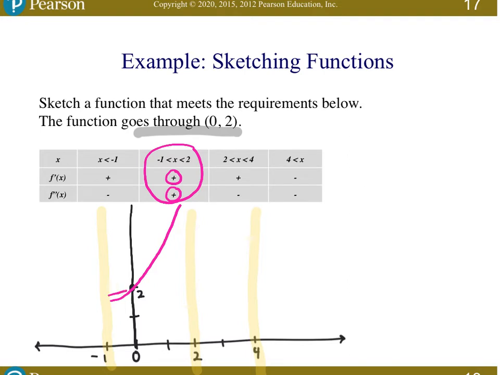I could also draw it like this, increasing with positive concavity. There are lots of different options, but I could not do something like this, because that has a little decreasing section. Whatever I do, I have to make sure I'm always increasing, always have positive concavity, and always go through that point. Let's clean this up a little bit. So I'm going to go for a graph that increases with positive concavity.